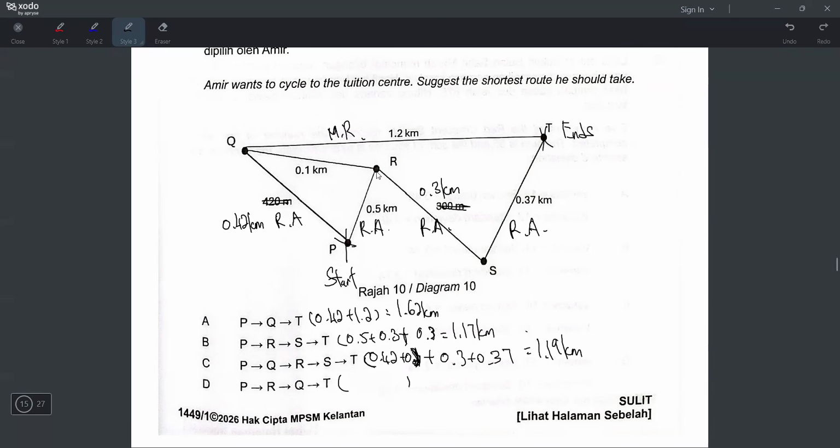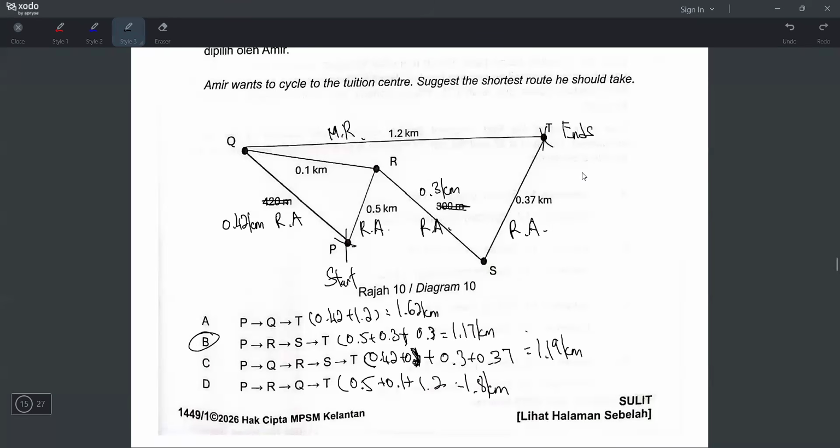PRQT. So it's 0.5. And then R to Q 0.1. And then plus with 1.2. Okay, what do you get? 0.6 plus 1.2. Okay, I got 1.8. Okay, so I think I know which one is the shortest. 1.17. So doing it like this is better, right?